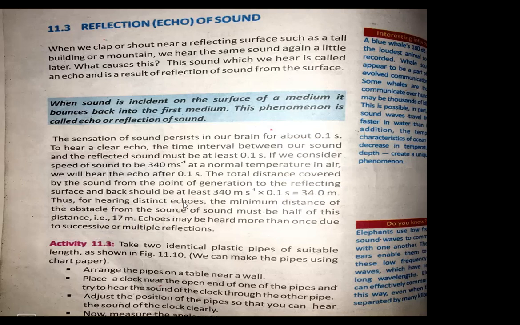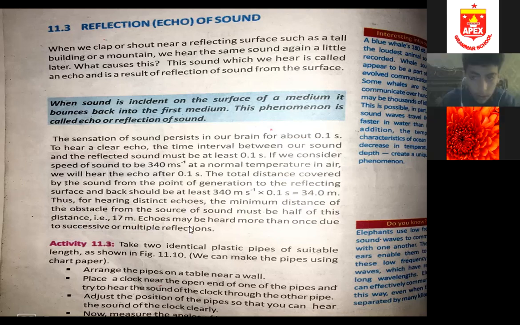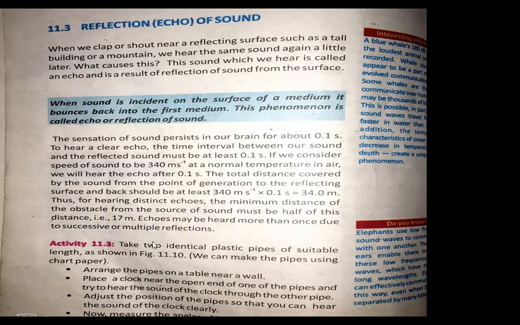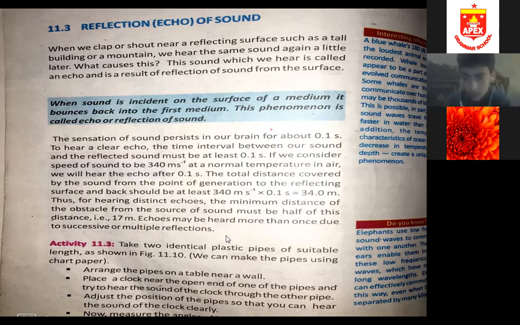Thus, the hearing restriction equals the minimum distance of the obstacle from the source of sound must be half of this distance, which is 17 meters. Echoes may be heard more than once due to successive or multiple reflections.